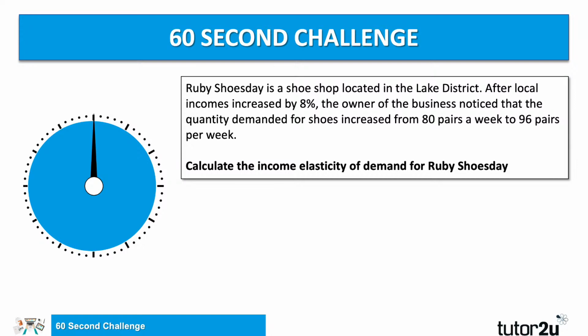Now, a very similar question was examined, I believe, in 2018. So this is the type of calculation question you may get in an exam. All calculation questions on the Edexcel A-Level Business Specification are worth 4 marks. So you have 60 seconds to try and work out the income elasticity of demand for Ruby Shoes Day based on the information on screen. Jim, can we have the music, please?